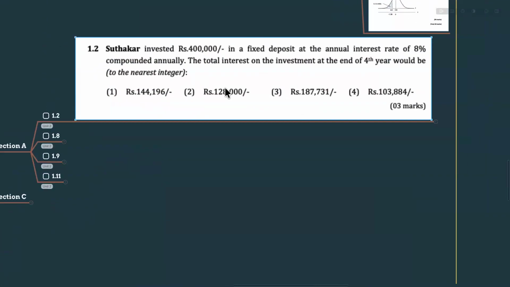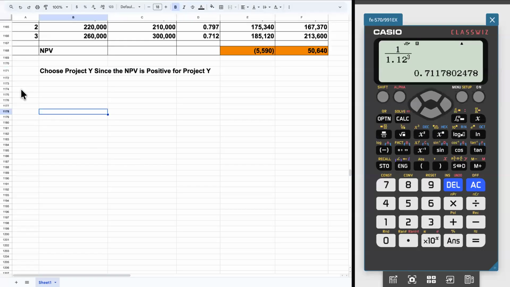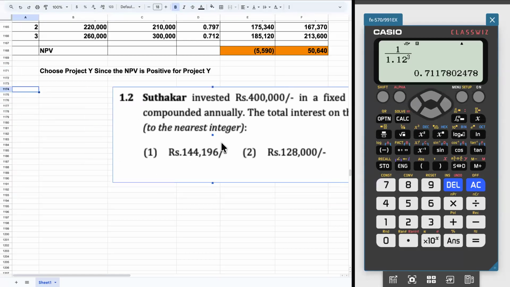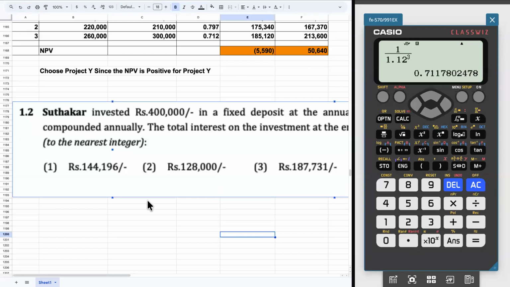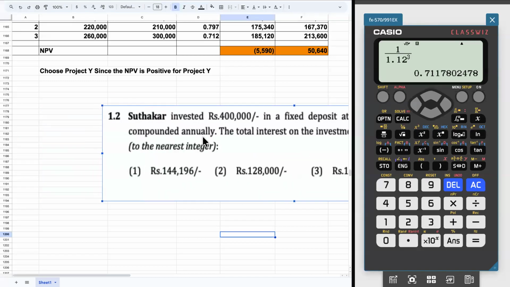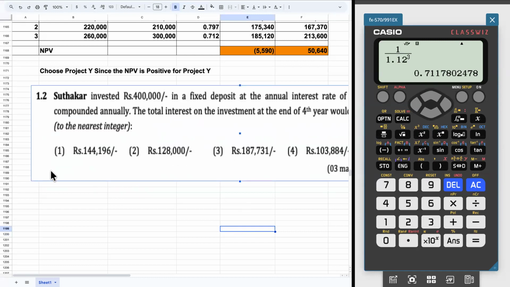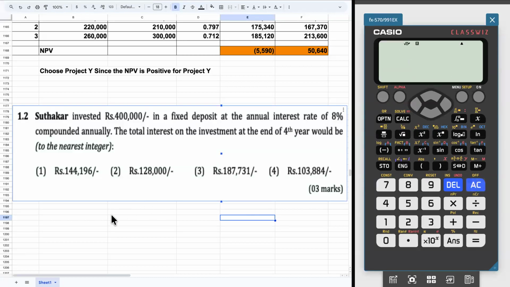Sudhakar invested rupees 400,000 in a fixed deposit at the annual interest rate of 8% compounded annually. Total interest on the investment at the end of the fourth year would be. So this is also a very simple question, my dear. You have to check whether the compounding is happening quarterly or annually. That's the main thing, right? If you crack that idea, then the paper is very simple for you, right? So compounded annually. So it's a simple compound interest question.